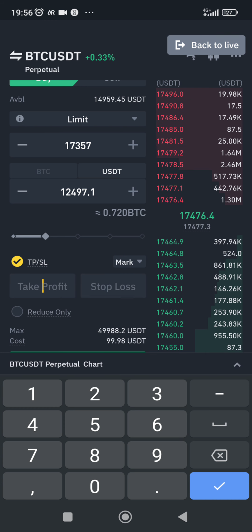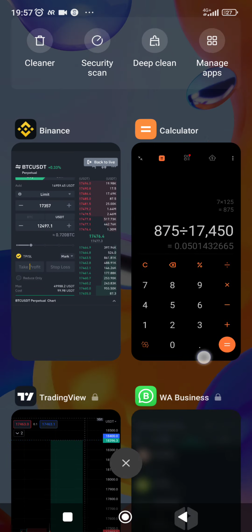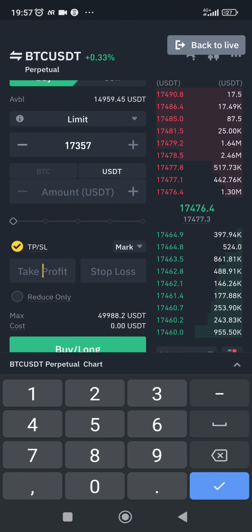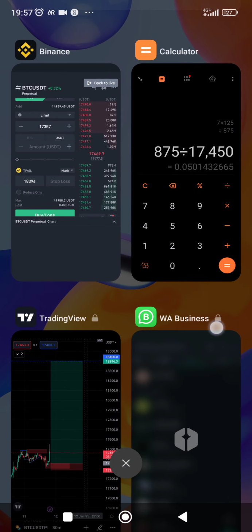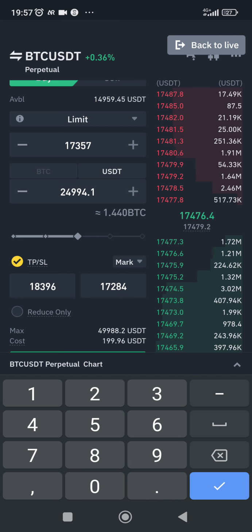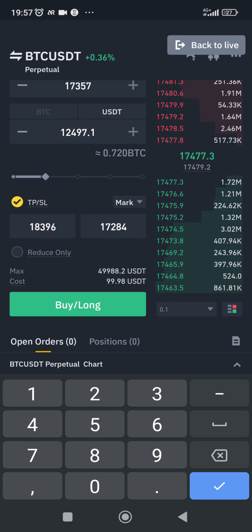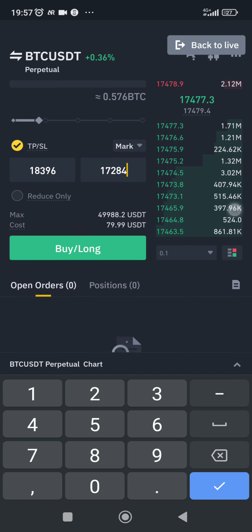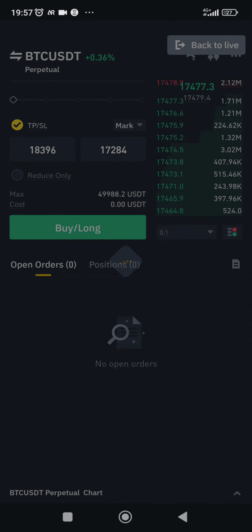Okay, so put your take profit. Your take profit should be at 18,396. Then the SL will be at 17,284. So you edit this. Just put 25%, that's around here. Just put it anyhow you want to put it. That's not our issue. Then you press on buy.